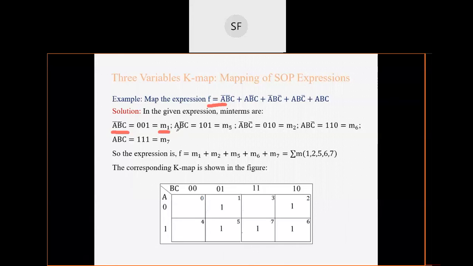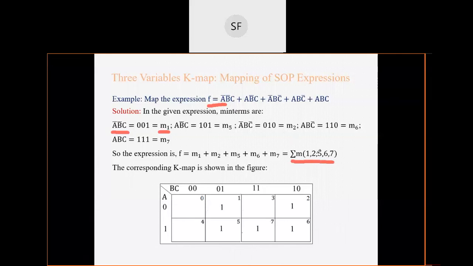Similarly, A B bar C is equivalent to 1 0 1, which equals M5. Similarly, you have to proceed for all the minterms. So if you observe, in your function there are 5 minterms, and those minterms are M1, M2, M5, M6 and M7. Okay. So you can write this function like this. This is another representation.